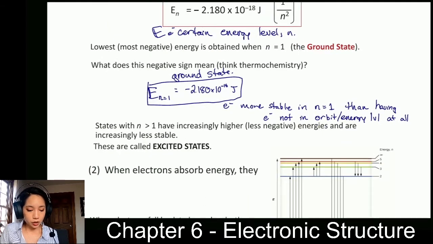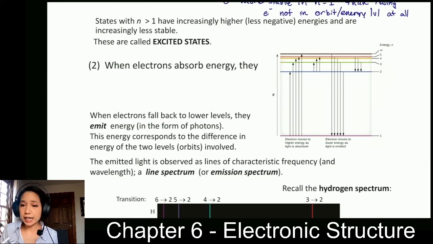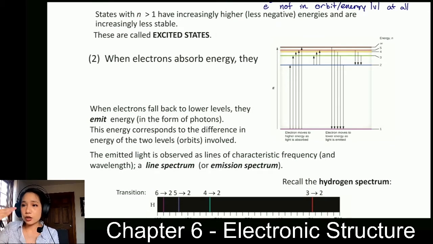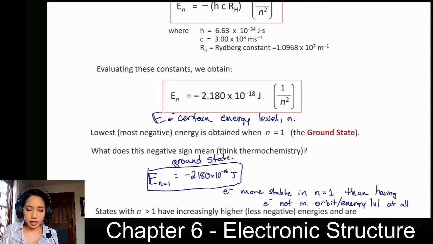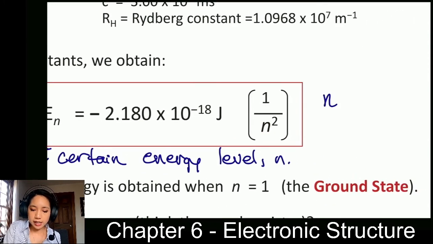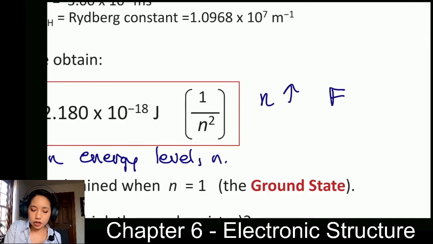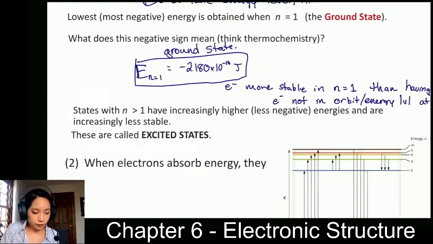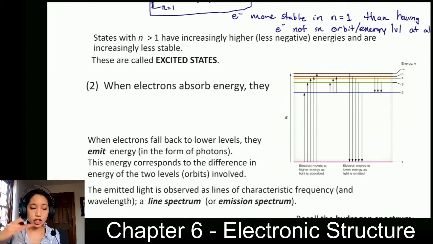Okay, so let's talk about the second postulate of Bohr's model. So I already said that as you increase your n value within this equation, as n increases, energy also increases. But we already kind of talked about that with the first postulate. Energy becomes less negative, energy goes up. So we already said that energy increases.